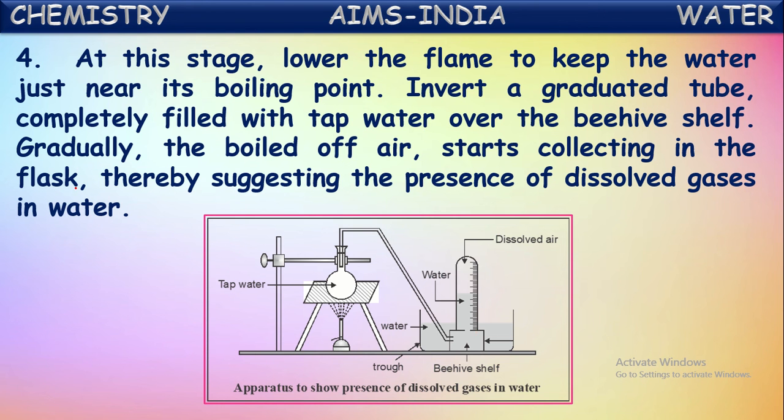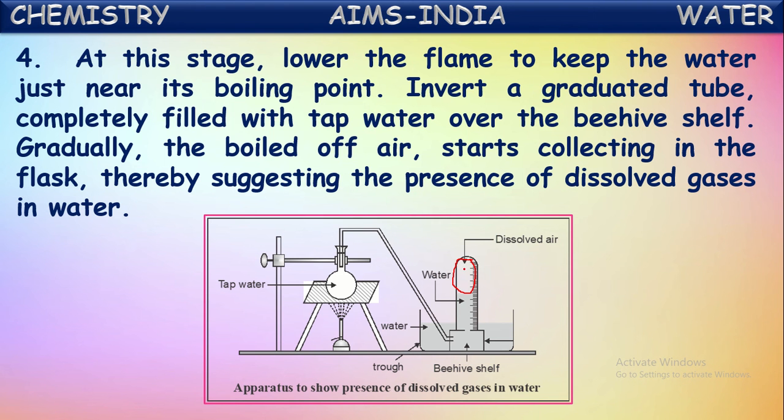Then you can see gradually the boiled off air from this round bottom flask will enter into this delivery tube, and through the delivery tube it enters into this graduated tube. The boiled off air starts collecting in the tube here. So the boiled off gas coming out from this round bottom flask is collected in this inverted tube, and it displaces the water downward.